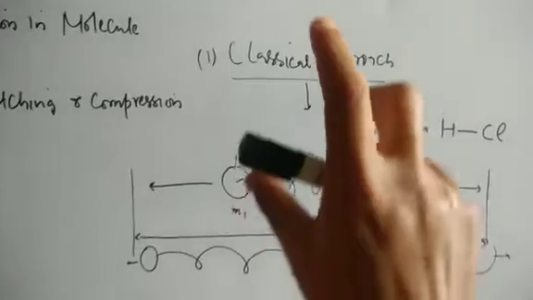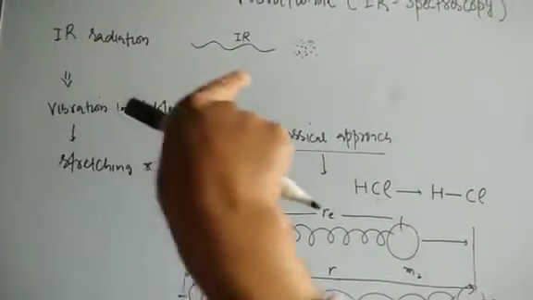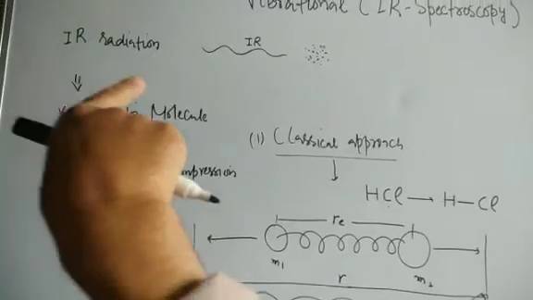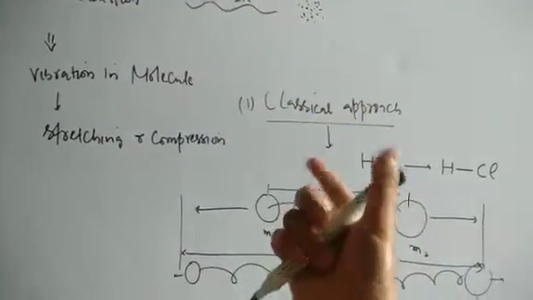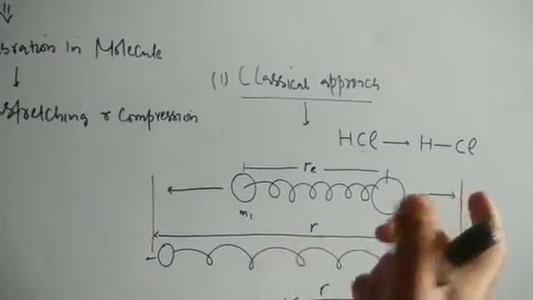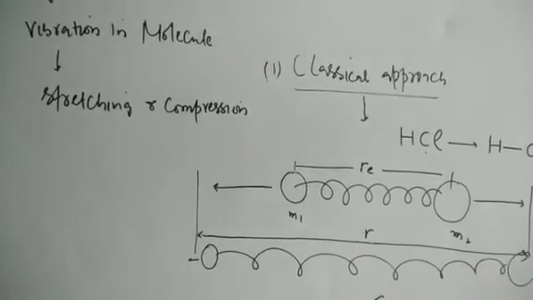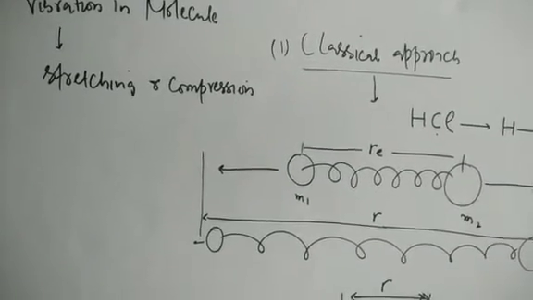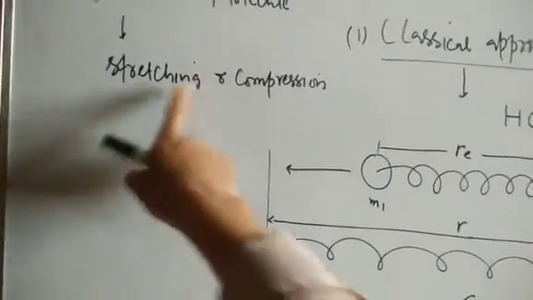So in the classical approach, in vibrational spectroscopy also we say the same: the infrared radiation interacts with the matter or your molecule, it absorbs the radiation and undergoes stretching and compression back and forth. This is called the classical approach. So we will say in infrared spectroscopy, when the matter absorbs the radiation, it undergoes vibration, and that vibration can be stretching and compression. Remember that you are dealing with a classical approach.